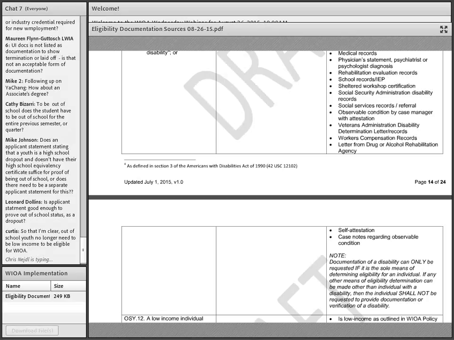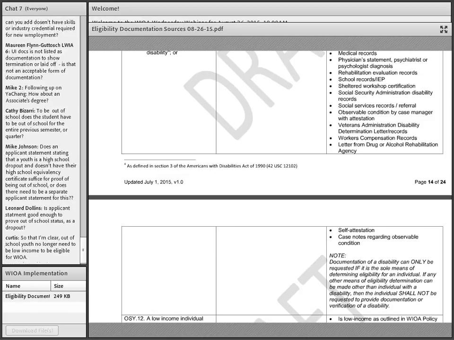And then also in the ISS, the service strategy would be addressing, if necessary, how we can help them overcome some of these barriers, whether it be homeless or whether it be basic skills deficient, whatever the circumstances are. But most definitely we want to document as many barriers as possible.